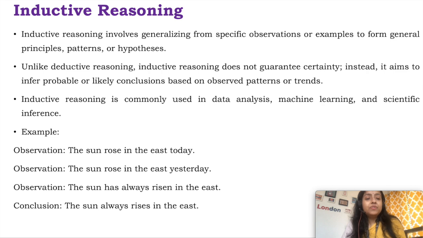What can we say from these three observations? We can conclude that the sun always rises in the east, but it is not guaranteed. If tomorrow the sun or the earth is destroyed, we cannot guarantee that the sun will rise in the east. So I hope the difference between deductive and inductive reasoning is clear to you.